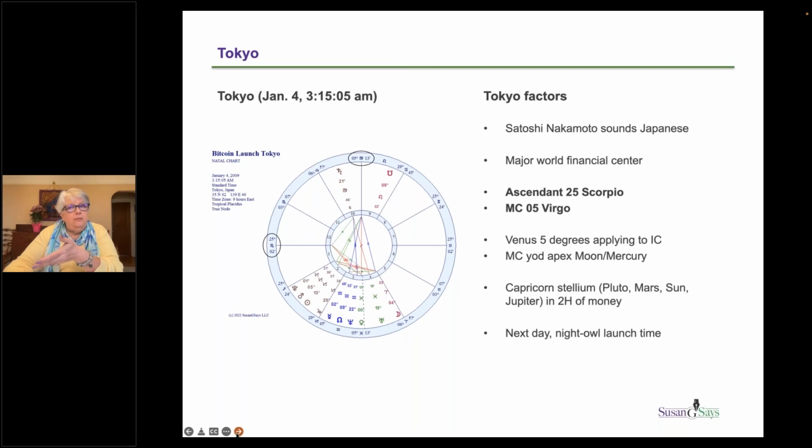Tokyo, same part of the world, financial center. And here, Satoshi Nakamoto. It just sounds Japanese. So let's throw Tokyo into it. Tokyo has an ascendant at 25 Scorpio with the MC at 05 Virgo. Same deal, it's middle of the night, 3:15:05 a.m. on January 4th. Venus is 5 degrees applying to the IC, and once again, there's a Yod at the MC with Moon and Mercury. Capricorn stellium, all 4 of those planets are in the second house of money in the Tokyo chart. So I think that seems reasonable.